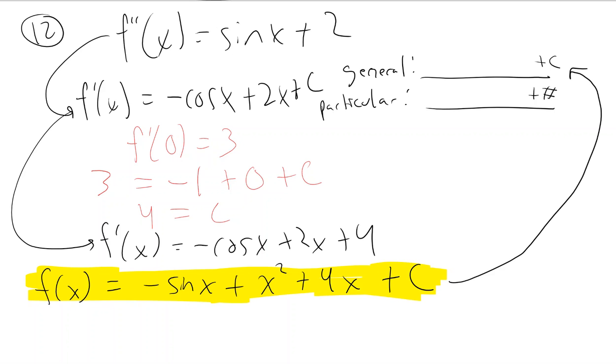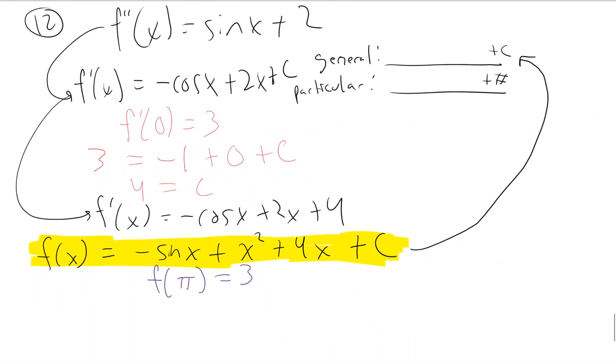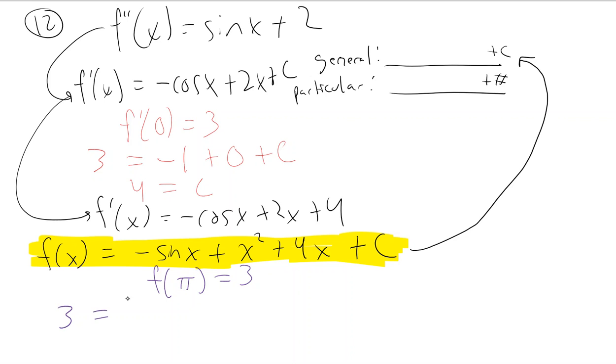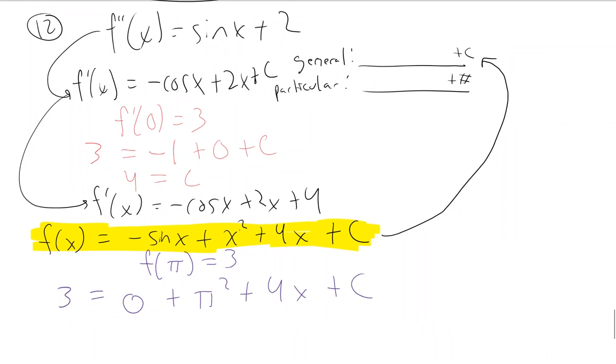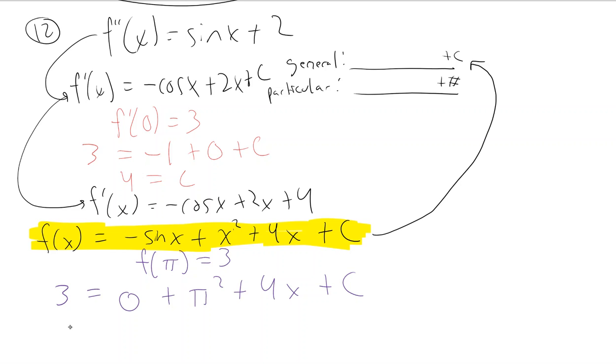But they also tell us in the function, if you were to plug pi in, you should get 3 as an answer. So if you set y equal to 3, you plug in pi for this, plug in pi again, plug in pi again, then you should have enough information to solve for c. Looks like c would be 3 minus pi squared minus 4 pi.